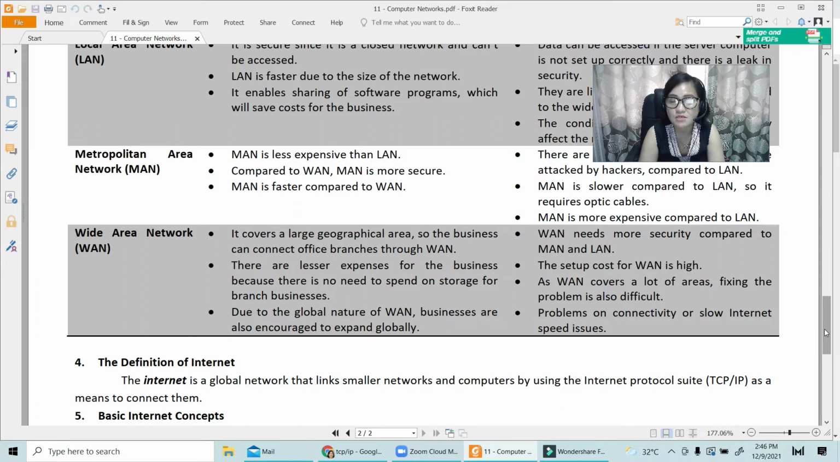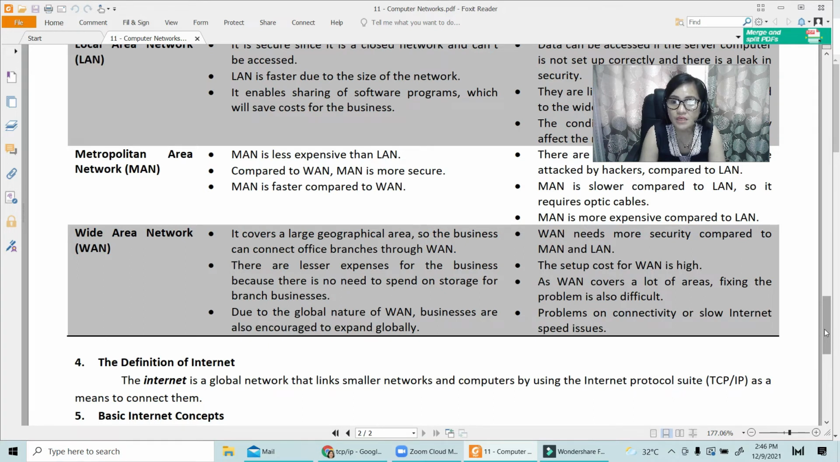And then, due to the global nature of WAN, businesses are also encouraged to expand globally. This is very common, especially if your business has branches all over the place. So it's easier for you to monitor. For example, in my case, we have a normal CCTV, wherein wherever I go, I can monitor what happens in our house. We are using WAN, so from the connection in the house, wherever I go, I can monitor whatever happens in my house. Maybe I'm in Butuan or Tandag, I can access that. So that is a perfect example for the WAN.